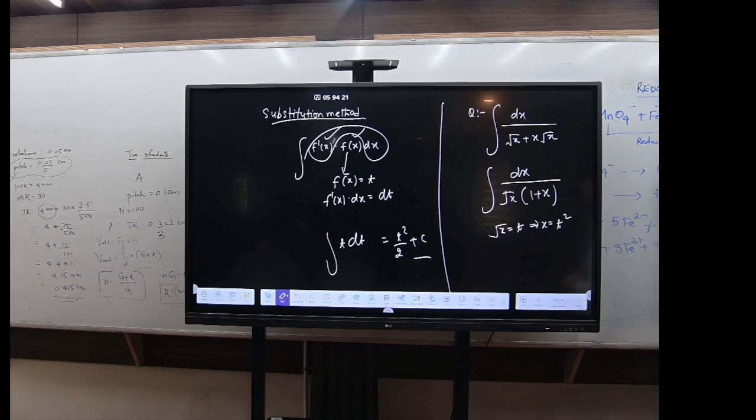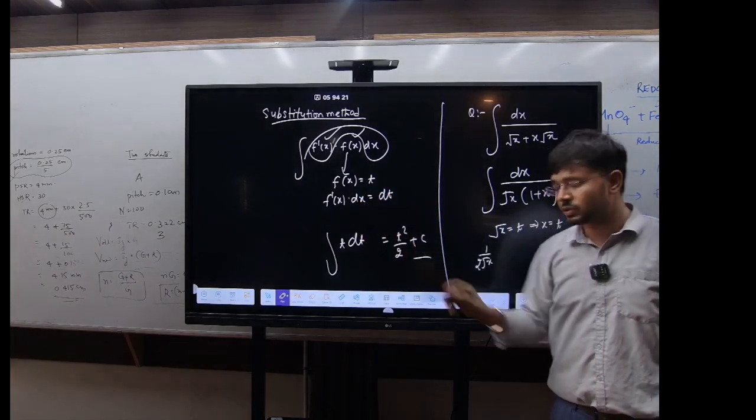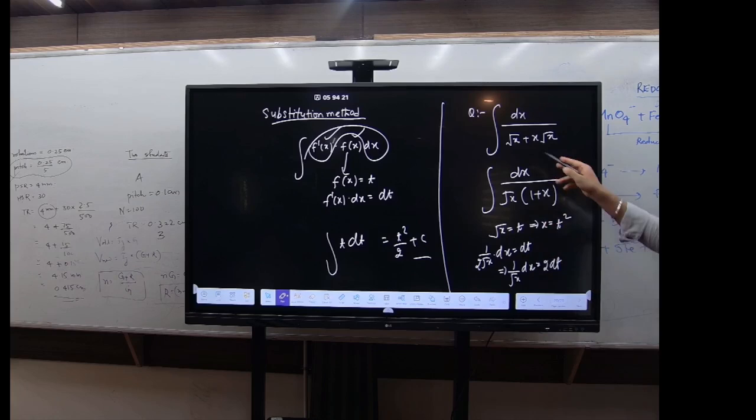Now if square root of x is t, differentiate both sides. What is the differentiation of square root of x? 1 by 2 root x. I told you, here I have to assume f of x is t, then differentiate. So f dash x dx will be equal to dt. So here I can say 1 by root x dx will be equal to 2 dt. Now try to substitute these values here.